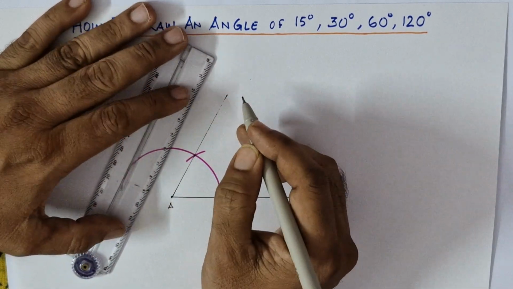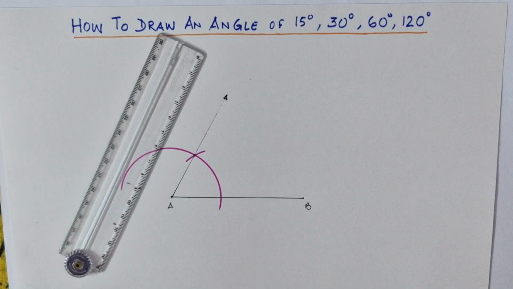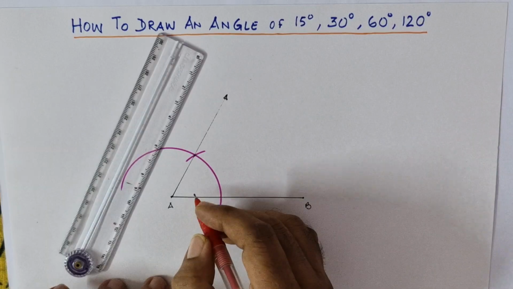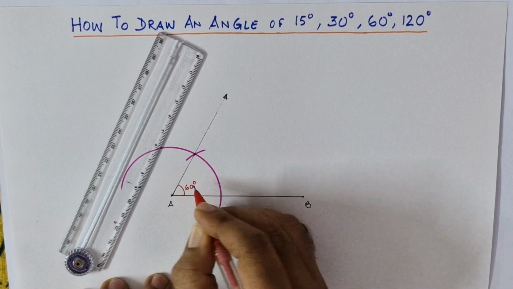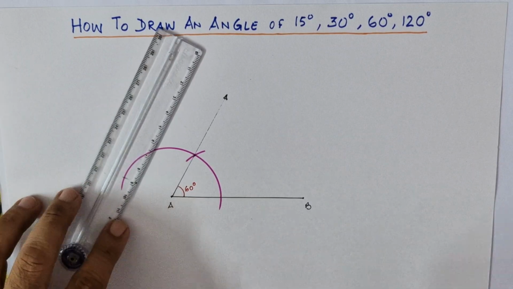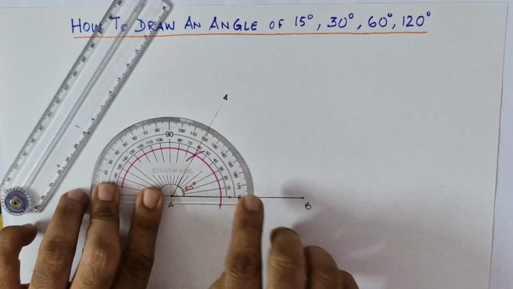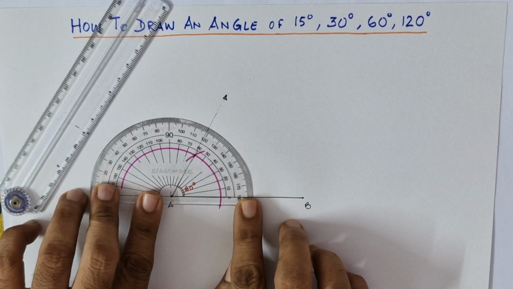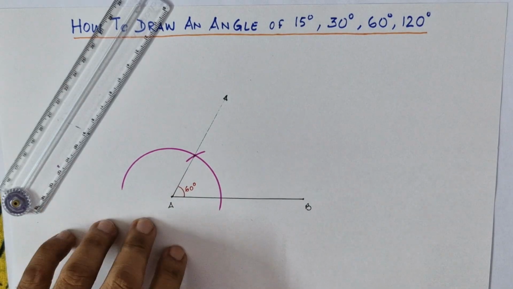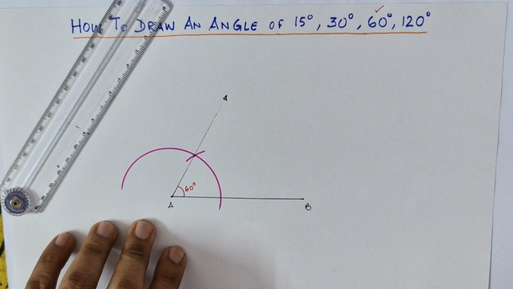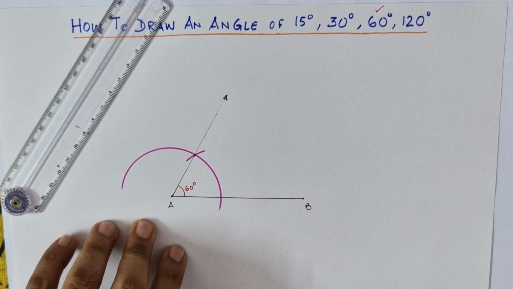Got it? So this is your 60 degree. So without using the protractor, we have drawn a 60 degree angle. Let's see. So see, it is 60 degree. In the protractor, it is 60 degree. Now, so we have done one 60 degree, right? So let's see how to draw 30 degree and 15 degree.